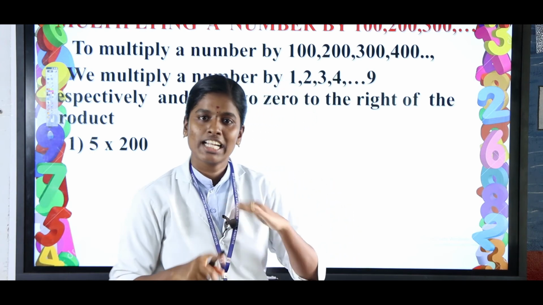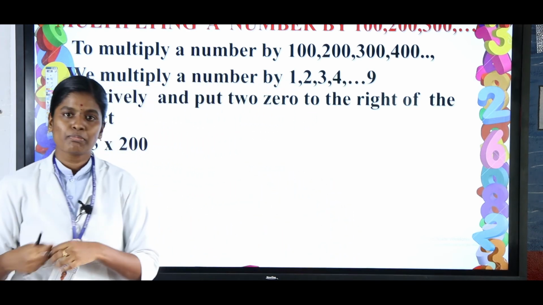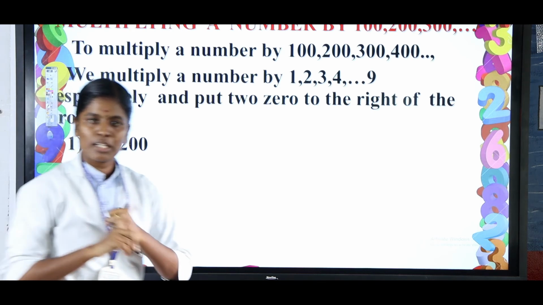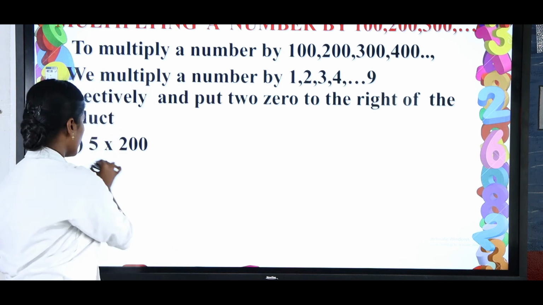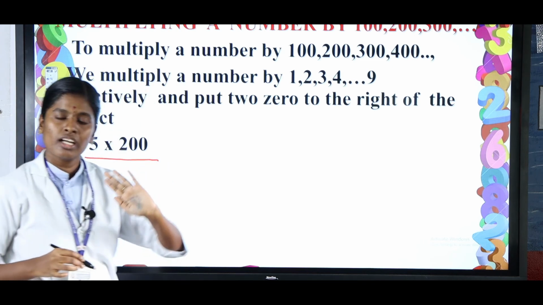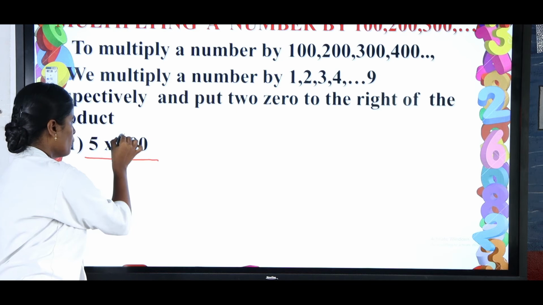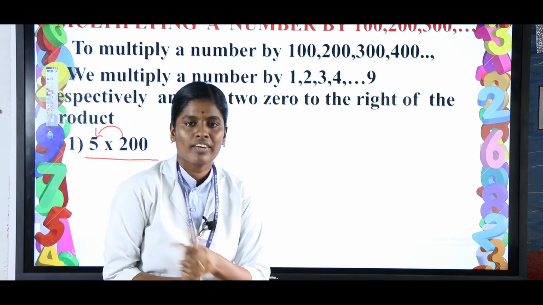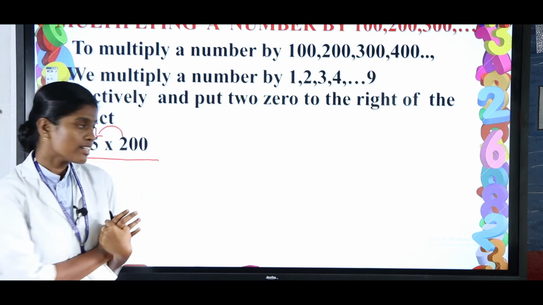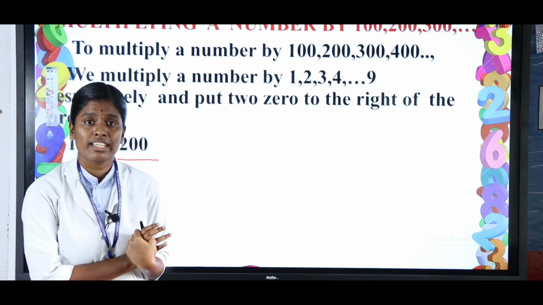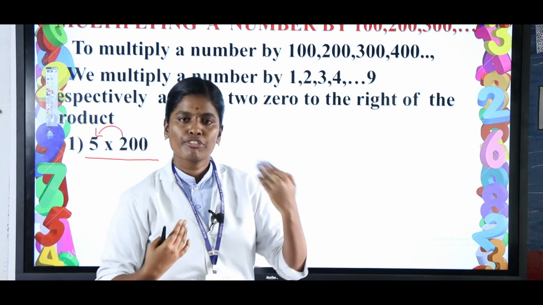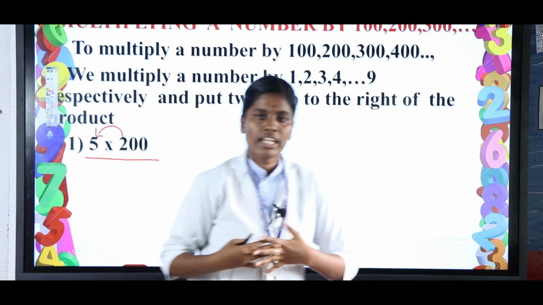So the next one is multiplying a number by 100, 200 and 300. First we will take the number. The question is 5 multiplied by 200. So take the number and multiply the 5. 2 multiplied by 5, and finally insert 2 zeros to the right side of the product. So the answer is 5 twos are, 2 fives are 10. So the answer is 10.